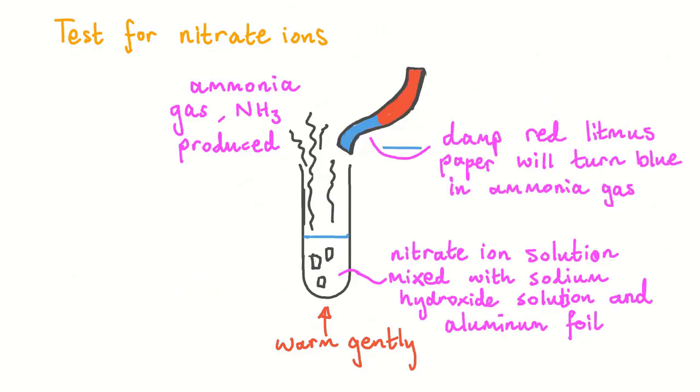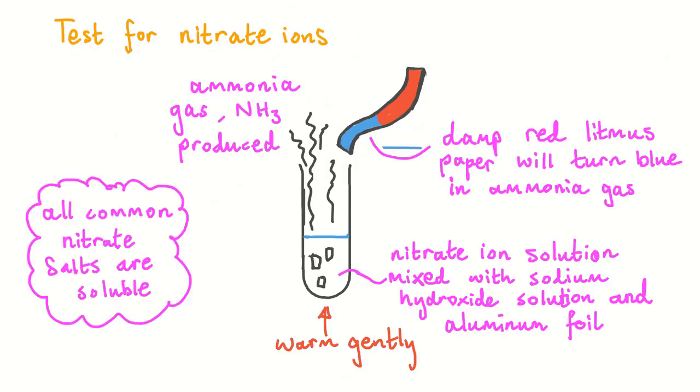The ammonia gas can easily be detected by placing a piece of damp red litmus paper above the mouth of the test tube. It will immediately turn a blue colour as ammonia gas is less dense than air. The presence of ammonia gas generated in this reaction proves that nitrate ions were present in the original solution. As all common nitrate salts are soluble, it's not possible to use a simple test forming a precipitate for the nitrate ion. We will now look at a question to test your understanding of testing for anions.